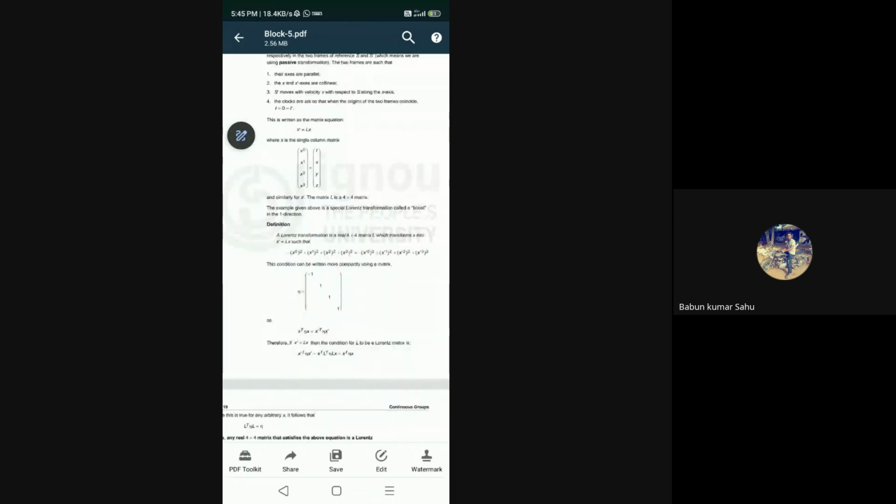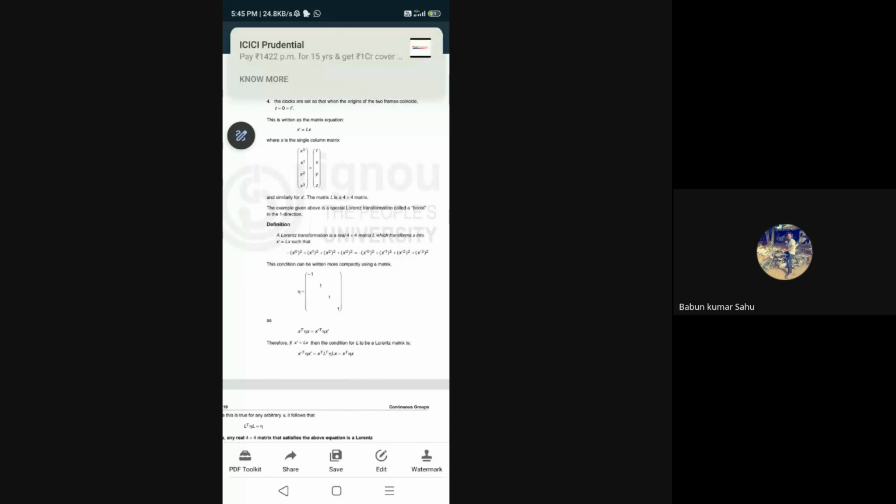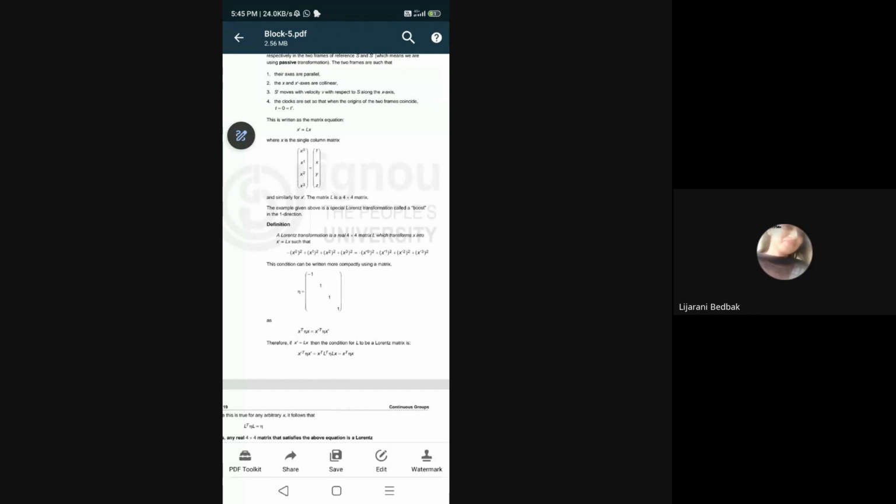So a Lorentz transformation is a real 4 cross 4 matrix L, which transforms x into x dash equal to Lx, such that minus x0 square plus x1 square plus x2 square plus x3 square is equal to minus x dash 0 square plus x dash 1 square plus x dash 2 square plus x dash 3 square. This condition can be written more compactly using the matrix eta, with diagonal entries minus 1, 1, 1, 1, as x transpose eta x equal to x dash transpose eta x dash.